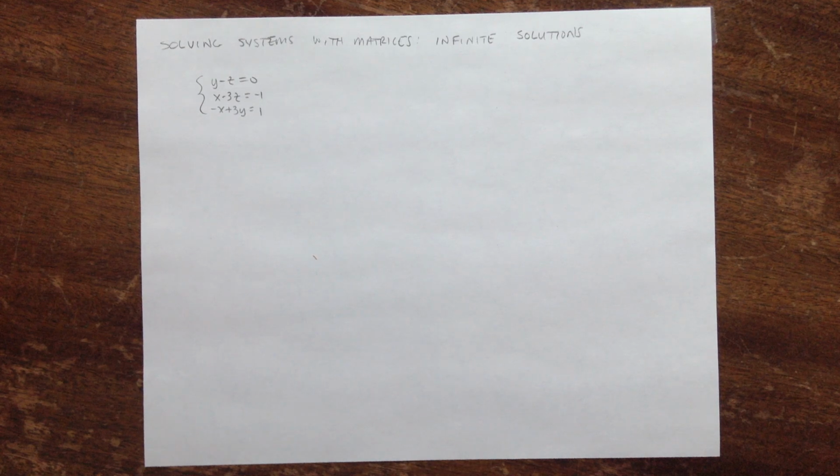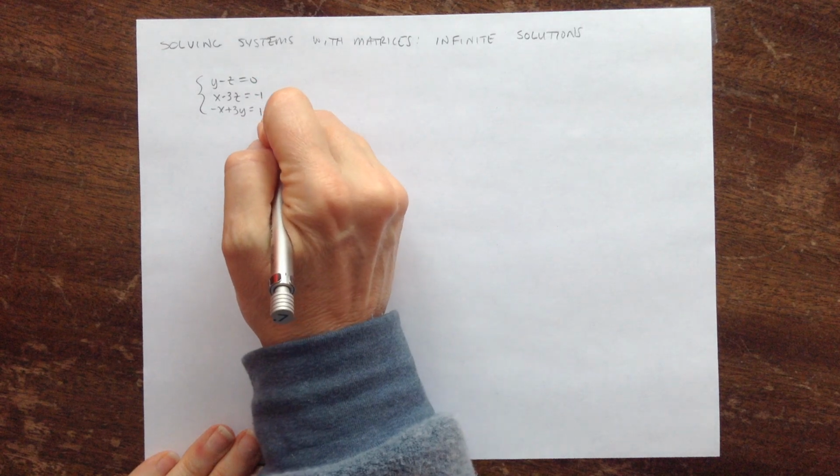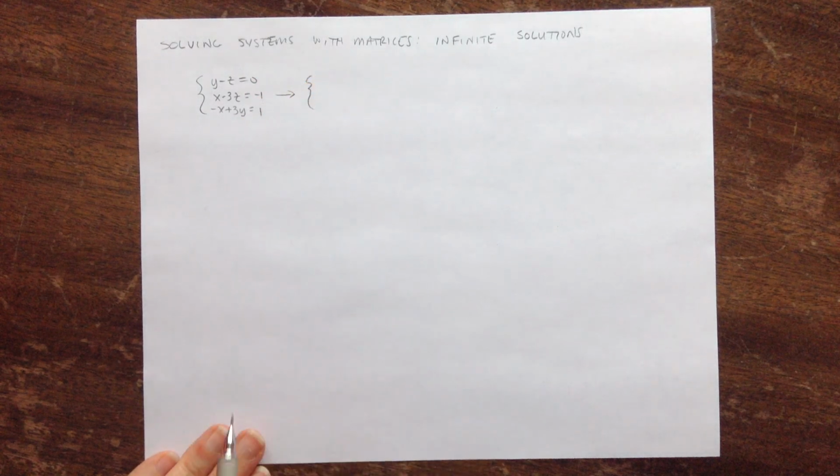Here's a system of 3 equations and 3 unknowns. It's written a little bit funny. I want to put it into a matrix to solve it. So what I'm going to do is write it so that all my variables are showing.